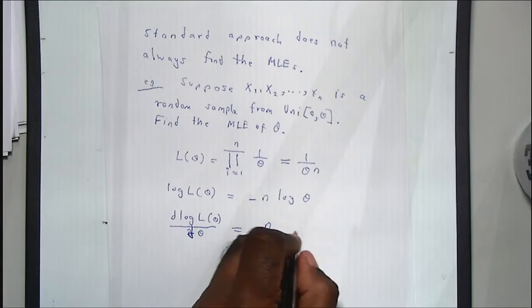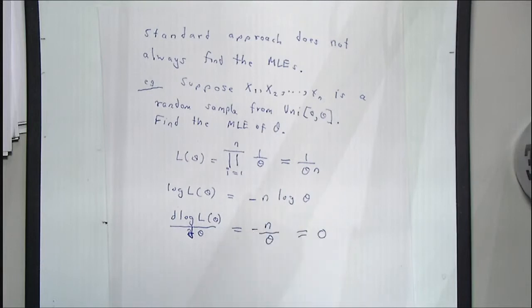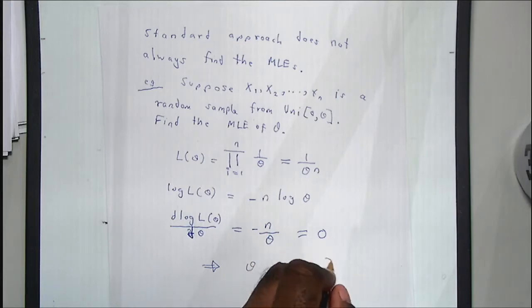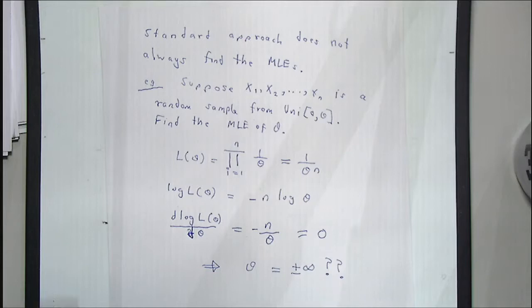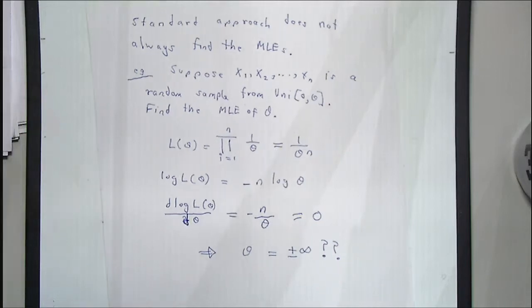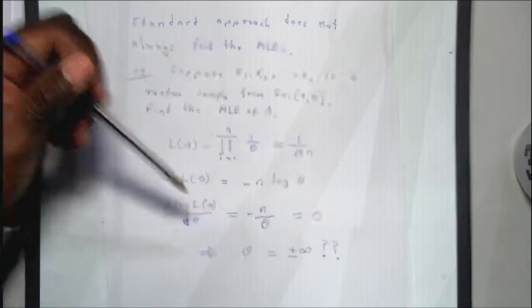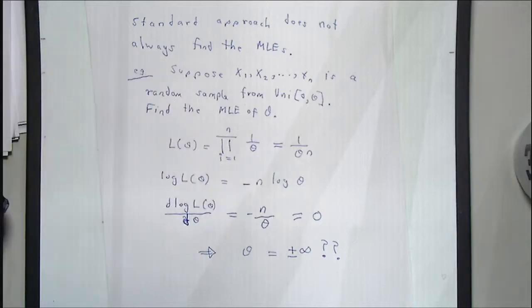Okay, and you set this equal to 0. If you set this to 0, what is the root? If n over minus n over theta equals 0, theta can only be... the only possible roots of this equation are theta equal to either plus or minus infinity. Do you guys follow or no?